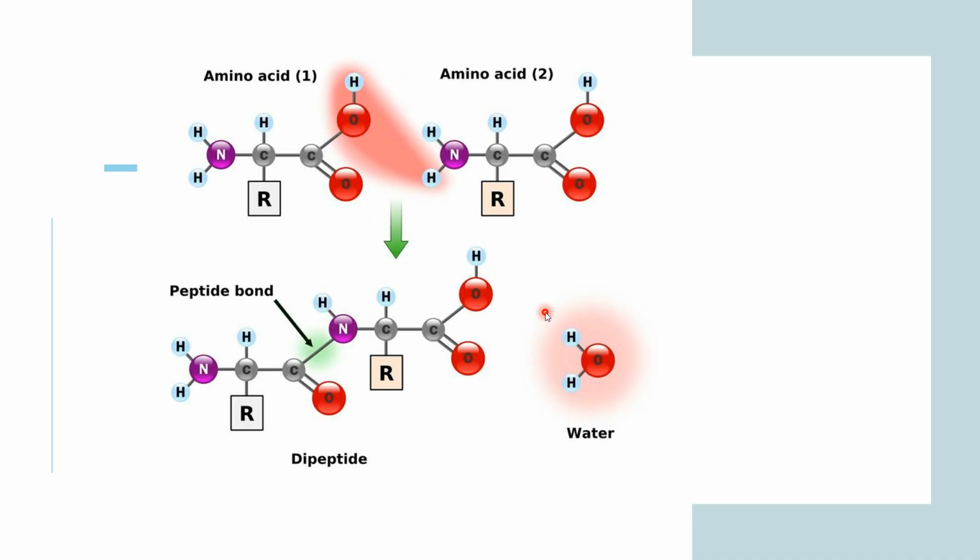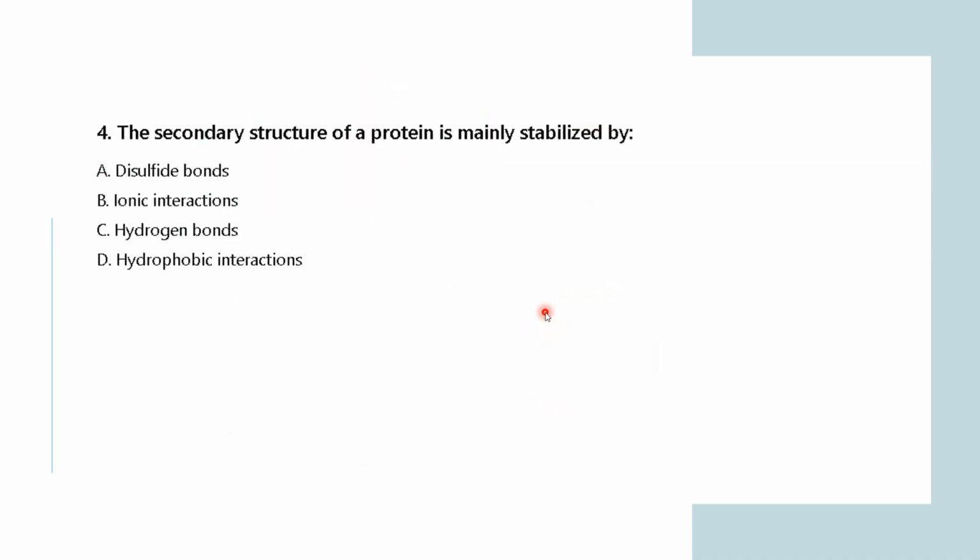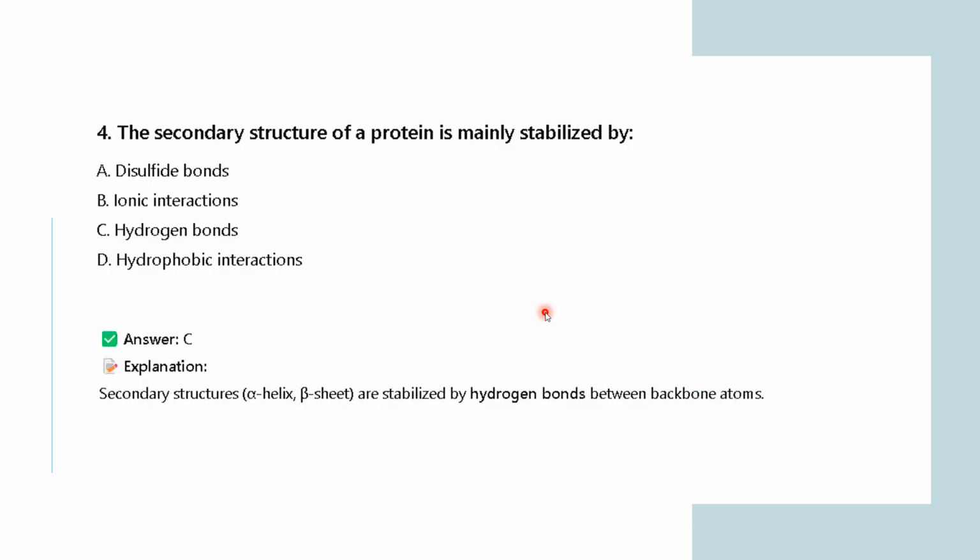Okay. So now coming to the next question, the secondary structure of a protein is mainly stabilized by disulfide bonds, ionic interactions, hydrogen bonds, or hydrophobic interactions. So what do you think? We are talking here about the secondary structure of protein. Disulfide bonds. Okay. Any other answer? So here the explanation is hydrogen bond, guys. Why? Because you're talking about the protein.